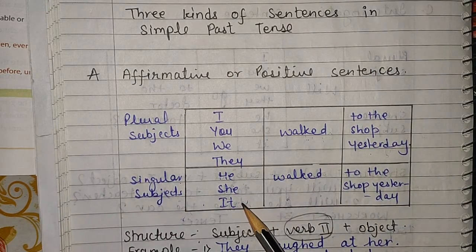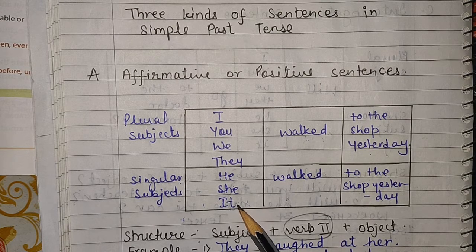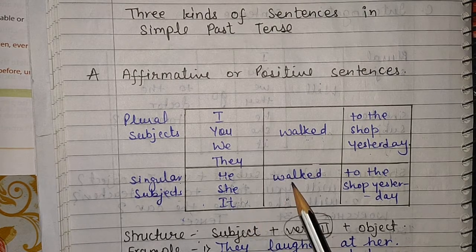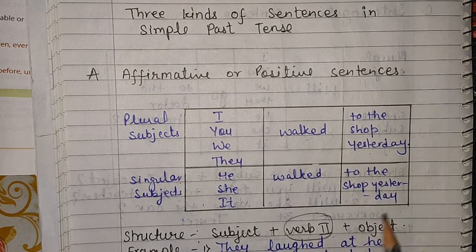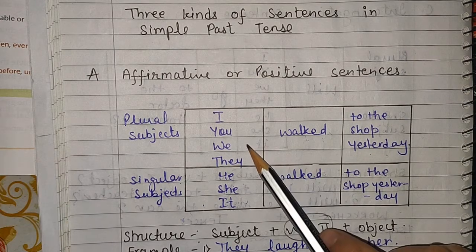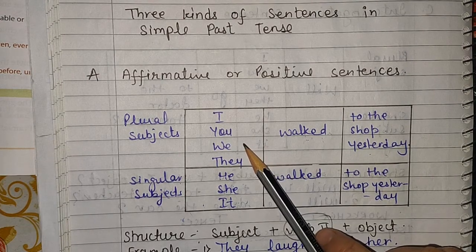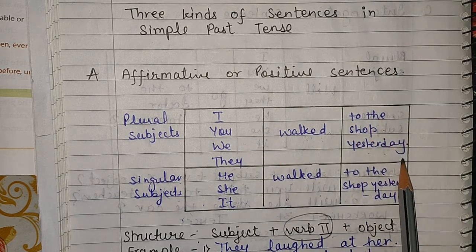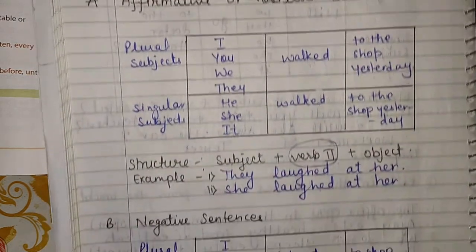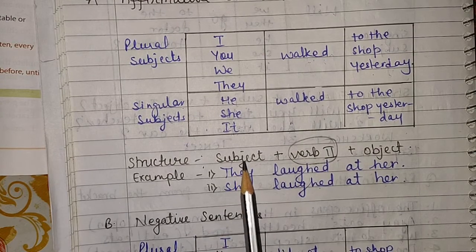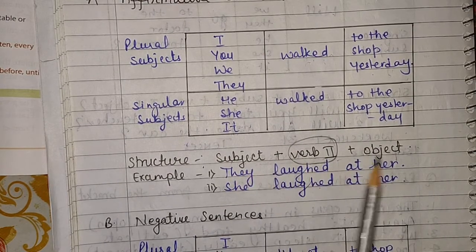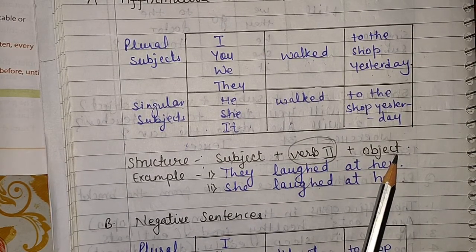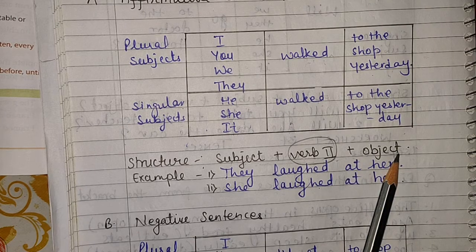Alright, and if I use a noun, my mother walked to the shop yesterday. Okay, if I use a subject that shows a plural noun, children walked to the shop yesterday. Okay, so basically the structure is subject plus verb second form plus object for the positive sentence in simple past tense.